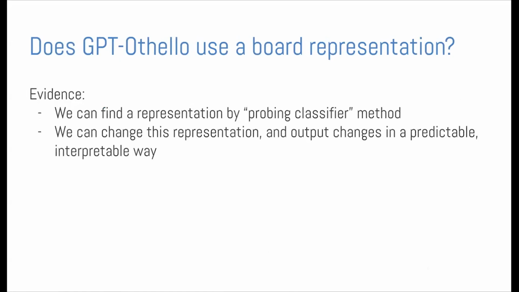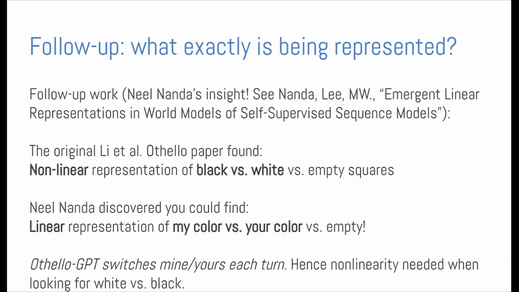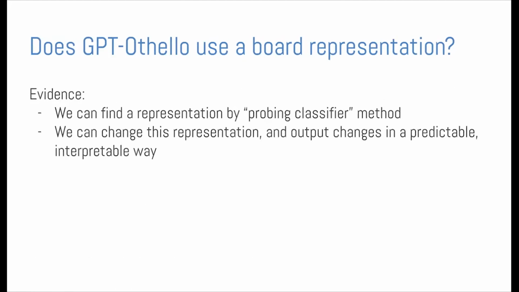Okay, so to sum up, does this system actually learn a representation of the board and use it? Yes, we can find it by a probing classifier method, and we can change the representation in a very predictable way, that is predictable and interpretable in its effect on its own predictions. So this is a nice result because it tells us that there is something like a world model in this very, very toy example.